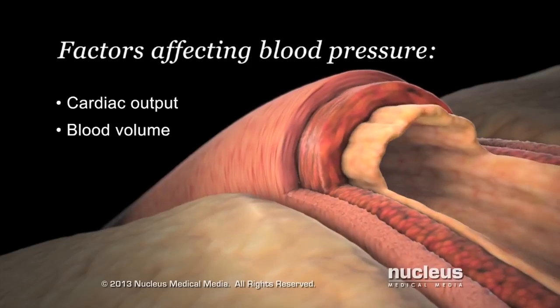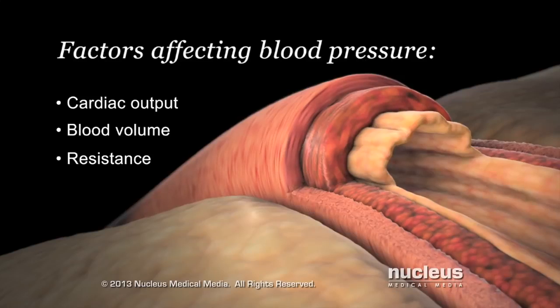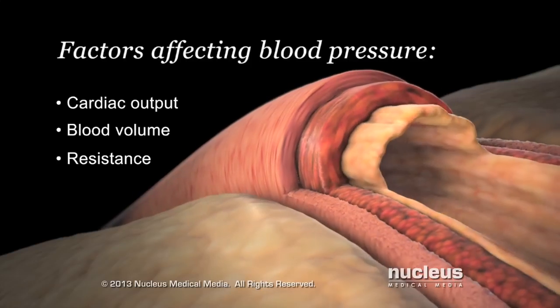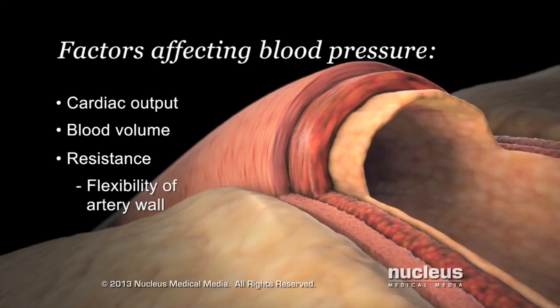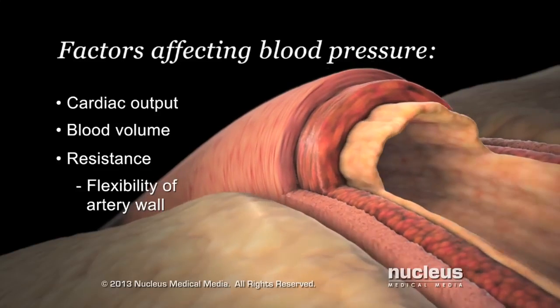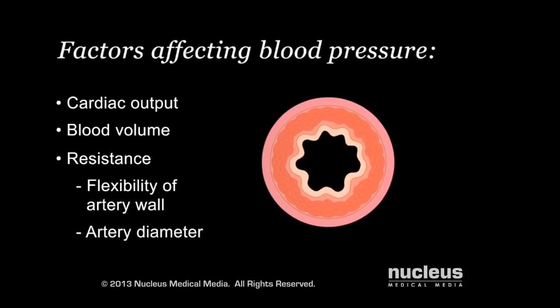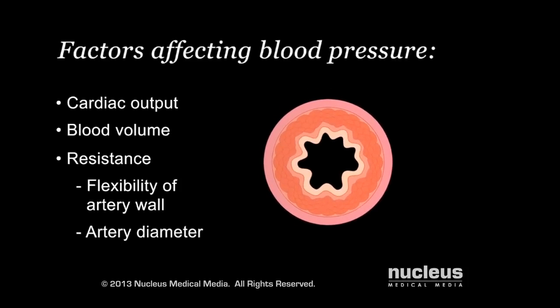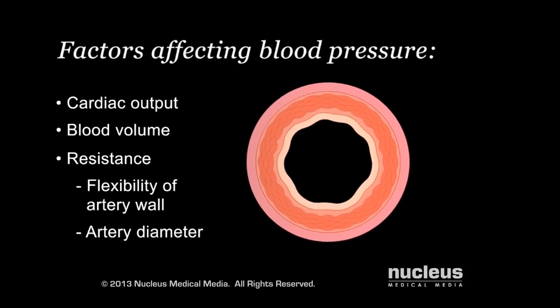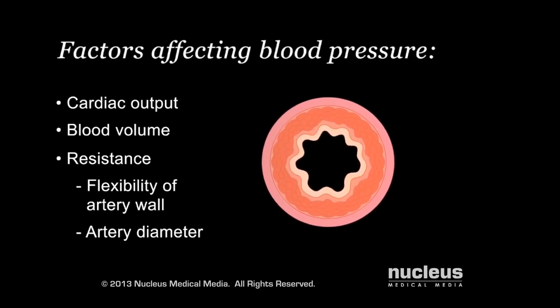The third factor that affects your blood pressure is resistance, which is anything working against the blood flow through your arteries. Several factors contribute to resistance. One resistance factor is the flexibility of your artery wall. Healthy arteries expand with each heartbeat to help reduce blood pressure on the wall. Another resistance factor is the diameter of your arteries. Your body is able to increase the diameter of your arteries to lower your blood pressure, or reduce the diameter to raise your blood pressure.